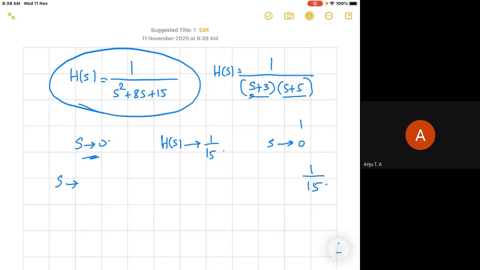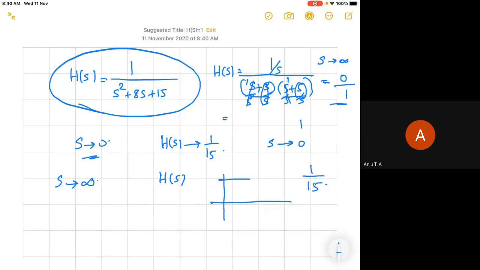Now s tends to a very high value, say infinity. Then H(s) tends to, divide everything by s, it's also by s. So as s tends to infinity, 1 by s tends to 0, this cancels, this becomes 1 plus 3 by s. So this also tends to 0, so now the denominator is 1. The numerator, as s tends to infinity, 1 by s tends to 0. So this tends to 0.